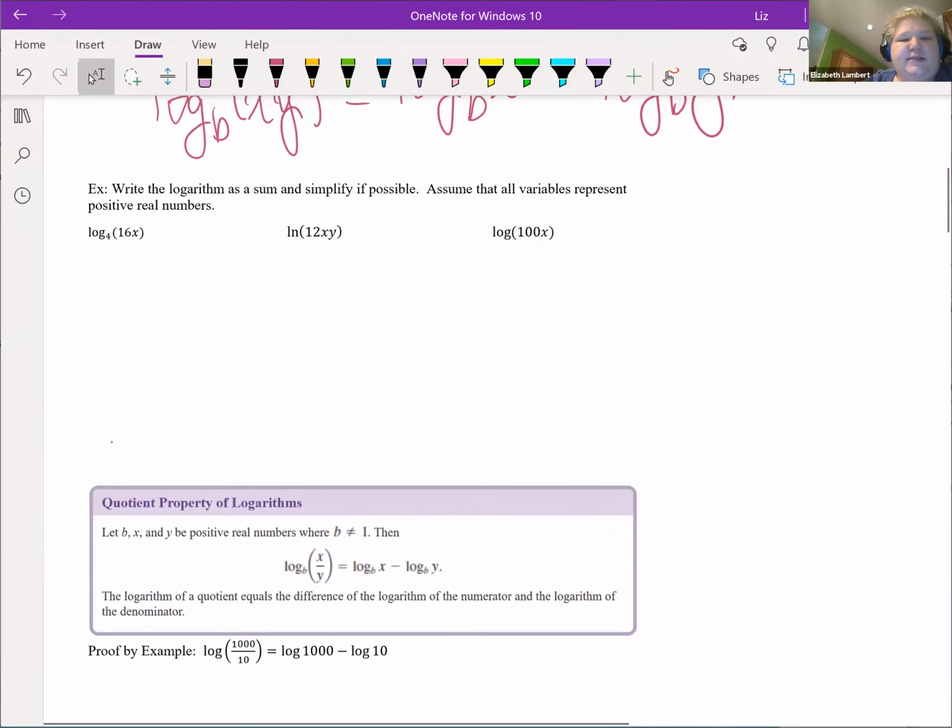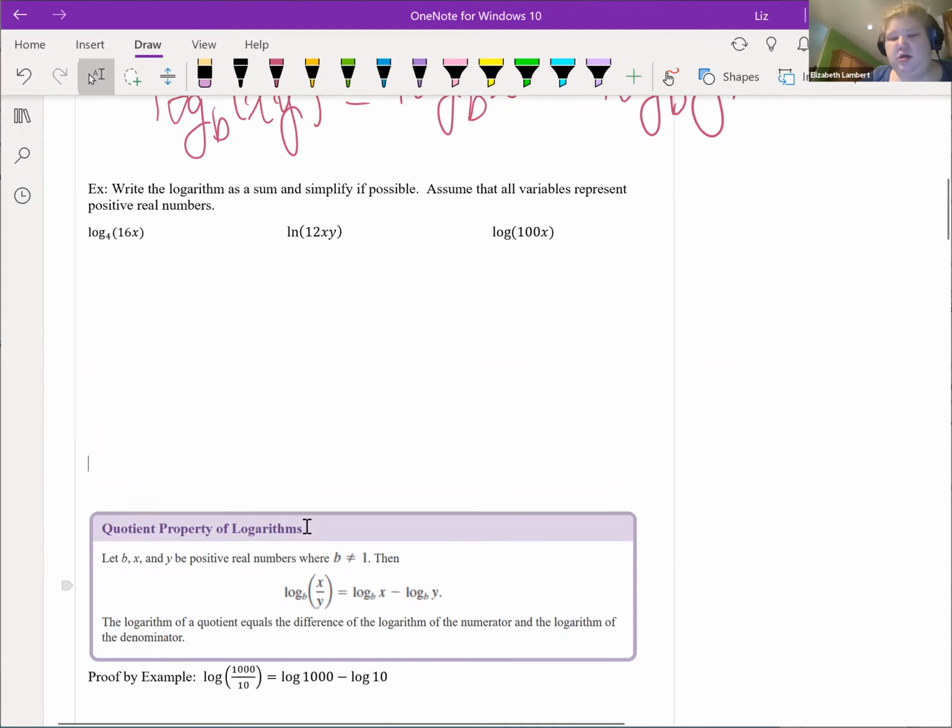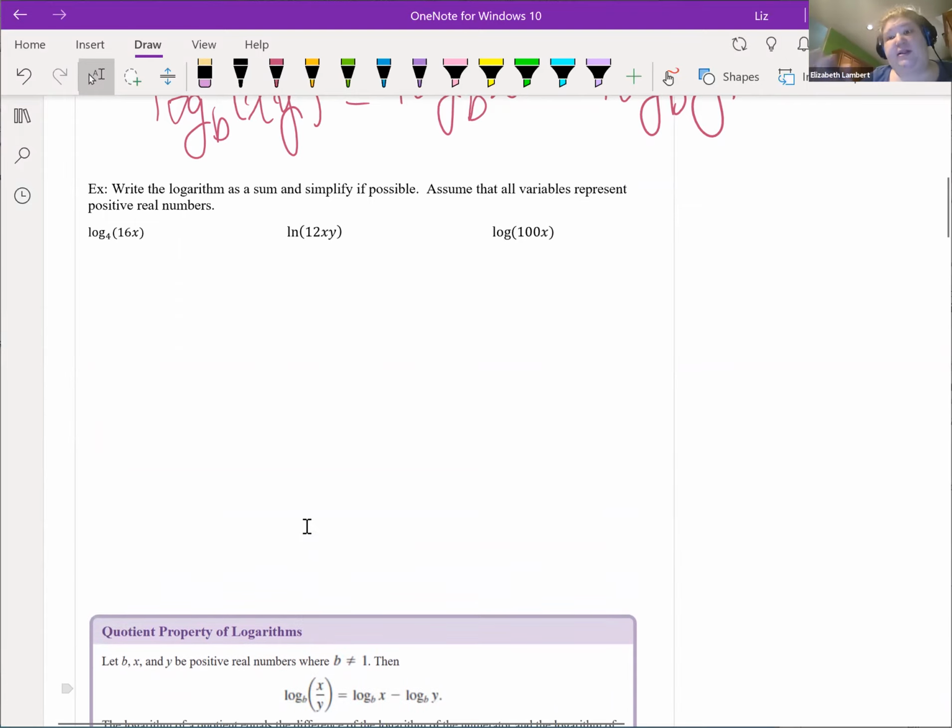All right, so here we have write the logarithm as a sum and simplify if possible. Assume that all variables represent positive real numbers. Yay! So that just means we don't have to worry about making sure the inside's positive.